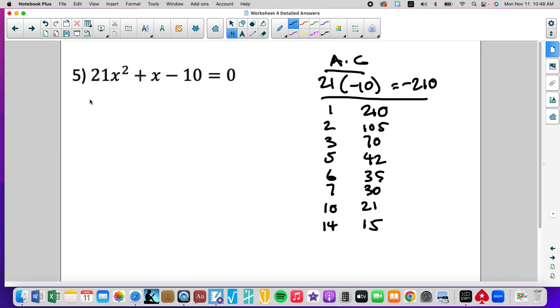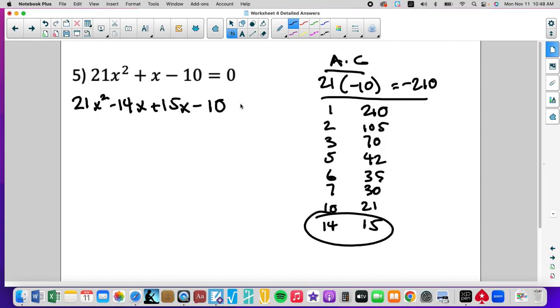So now, this is the hard part. This is where it's different. This is where I'm going to take these two terms and I'm going to make this. I'm going to write 21x squared minus 14x plus 15x minus 10 equals 0. This is the a times c. If you want to learn this, go to my videos. So now all I did was take these two terms, because if we add them, it still becomes this. So I haven't changed the left side. I just broke this into two terms. I didn't pick any two terms. I picked these two terms. That's where I got those numbers from.